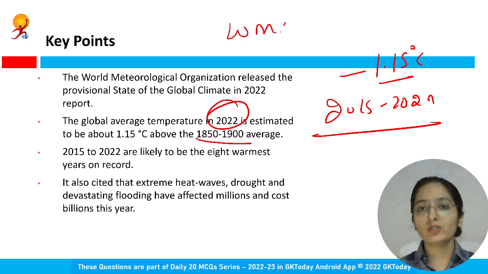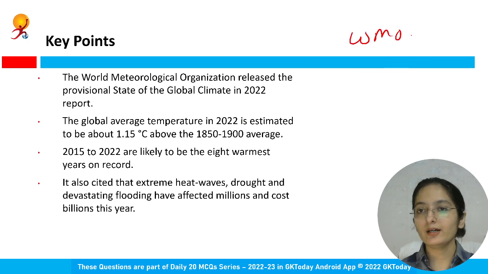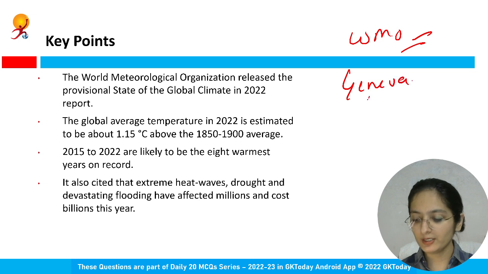Let us talk about WMO also. It is an intergovernmental organization with a membership of 192 member states and territories. Is India a member? Yes, India is a member. Headquarter, very important, Geneva, Switzerland.